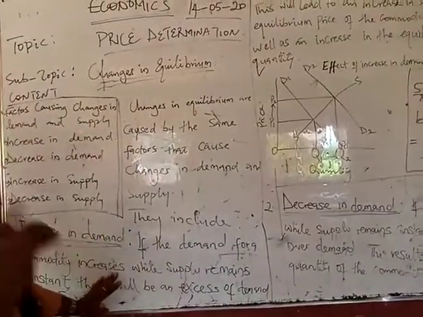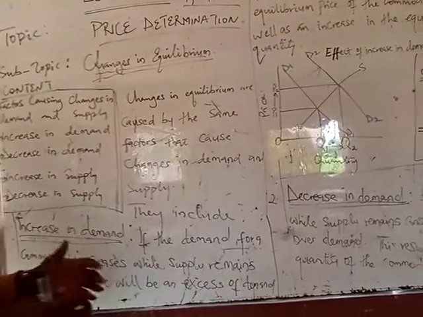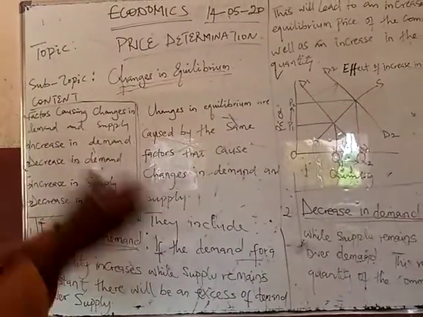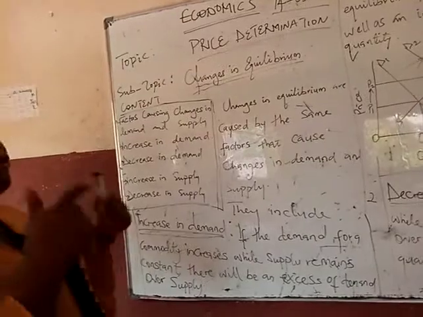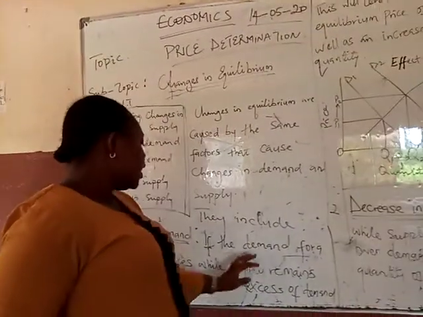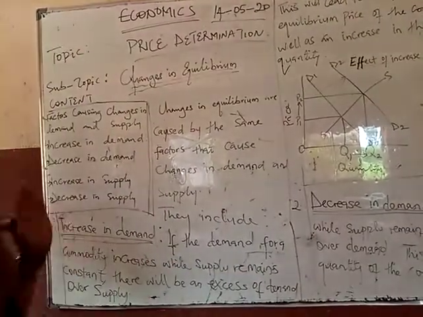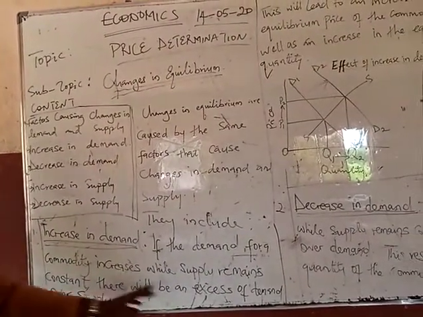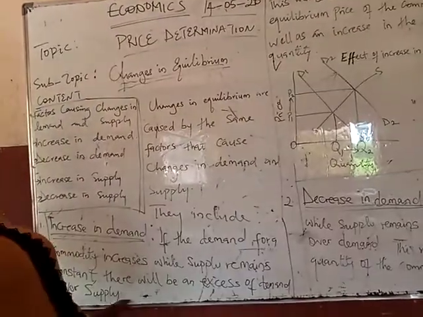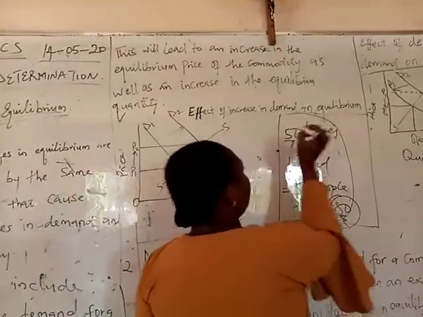Increase in demand. If the demand for a commodity increases, like we have illustrated here, 50 persons demanding for 50 loaves of bread, and after some time, the number of persons demanding for the same quantity of bread increases from 50 to 80, what will happen? If the demand for a commodity increases while supply remains constant, there will be an excess of demand over supply. And this is what we mean, excess of demand over supply.